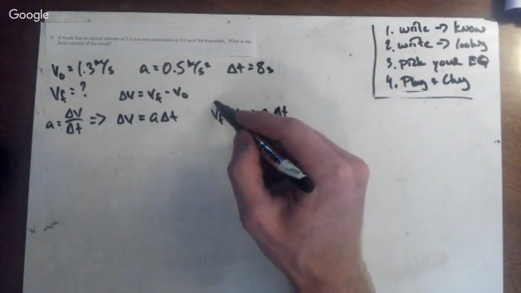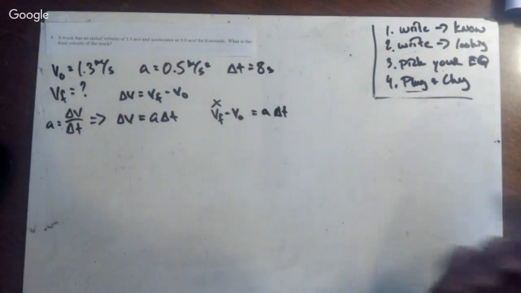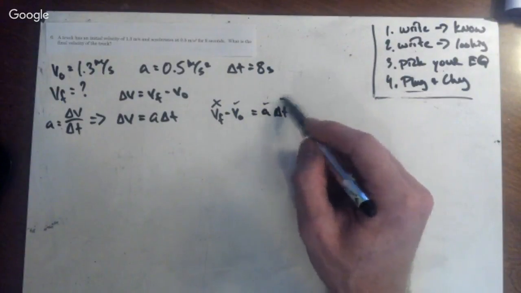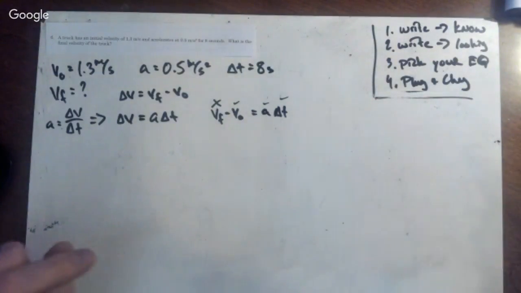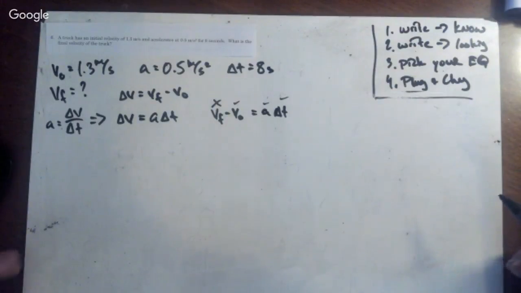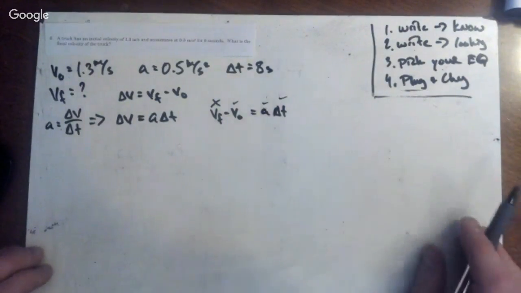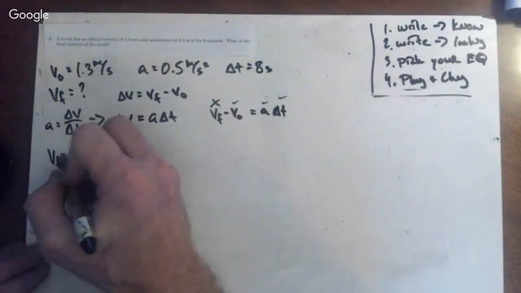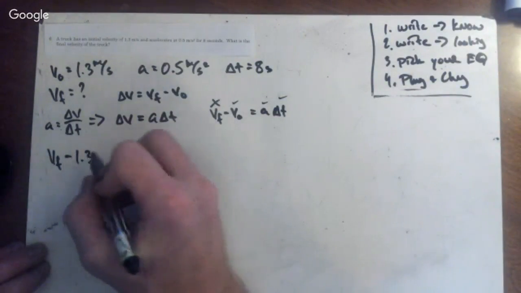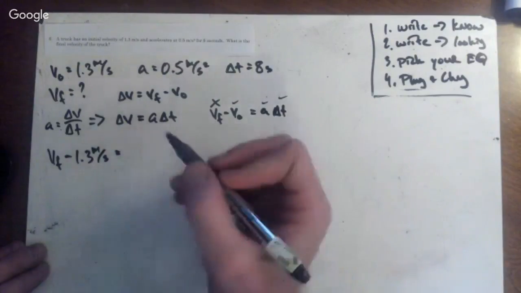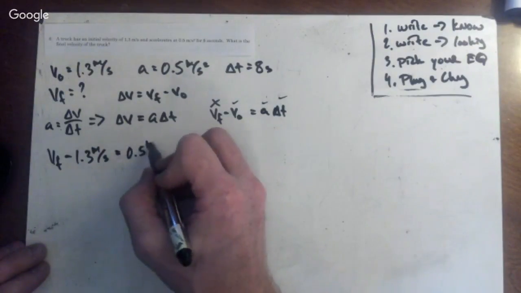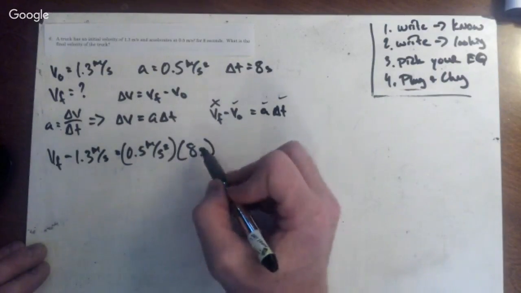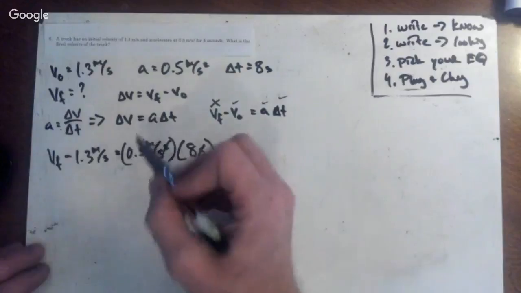Now, we don't know vf yet, but we do know initial velocity, we know the rate of acceleration, and we know our change in time. So we only have the one unknown. All right, that leaves us able to figure out this equation. So step 4, plug and chug. vf minus 1.3 meters per second equals 0.5 meters per second squared multiplied by 8 seconds. Okay, so this seconds cancels out that, and we're left with a meters per second.